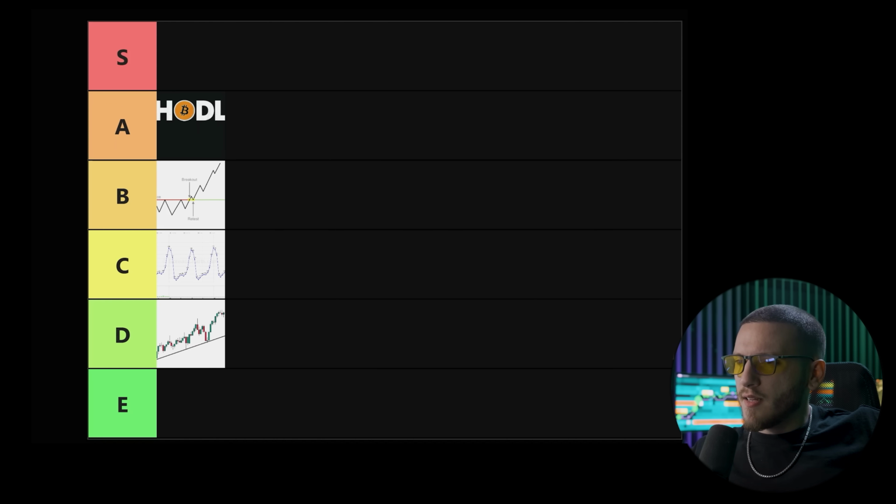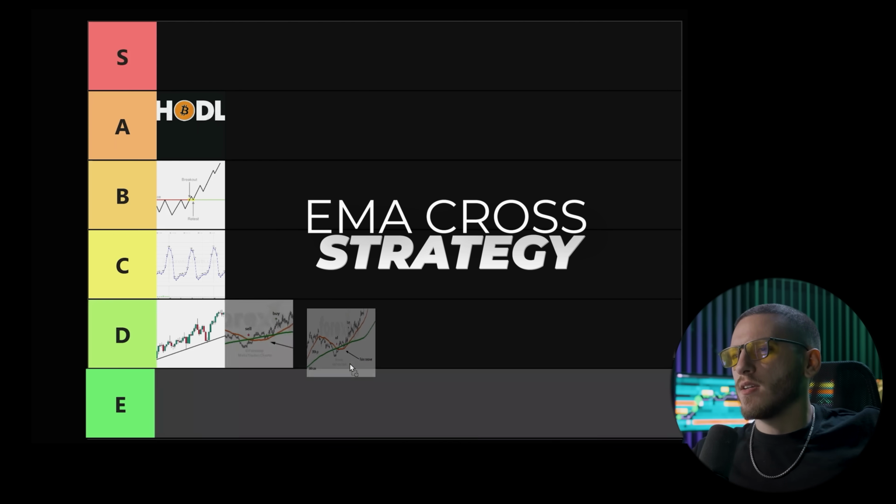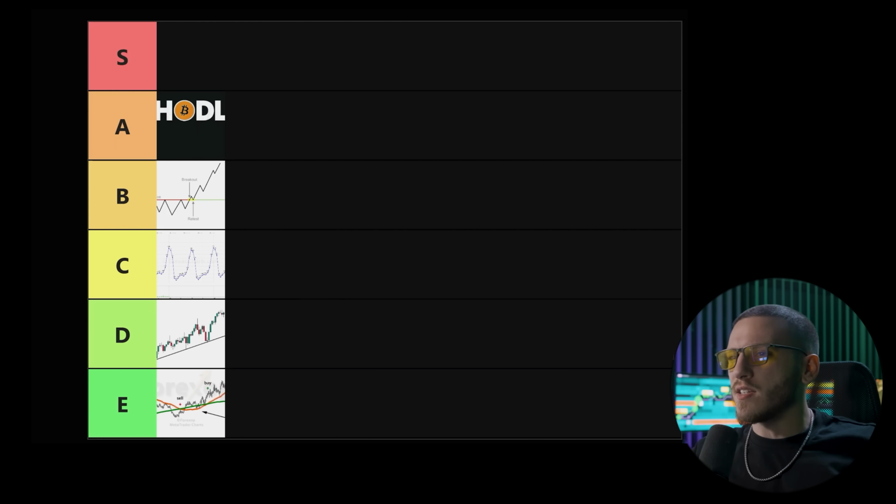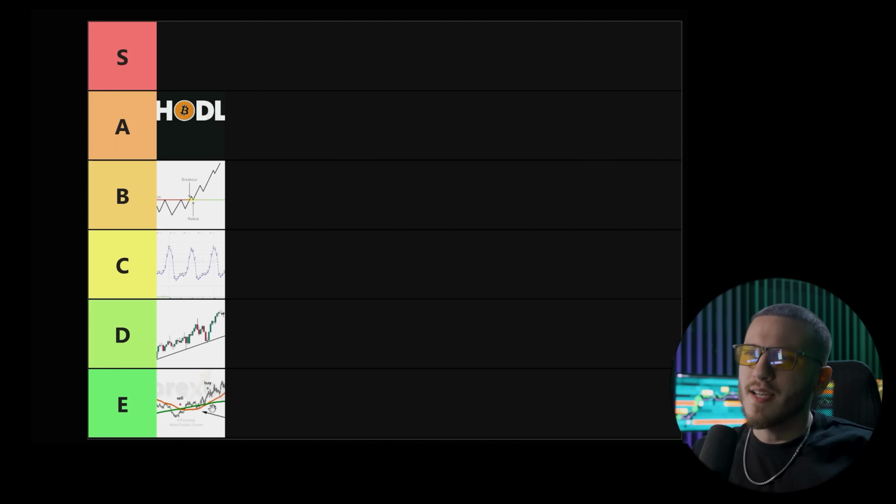Then we have the EMA cross, and this deserves a D tier, if not even just an E tier, because they've tried it all. They've tried to prove it works, and it systematically does not work. It just doesn't work, guys. It works for some periods of time. Maybe if the trend is very strong, then it stops working.